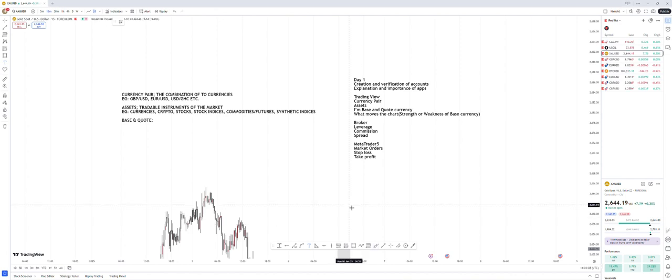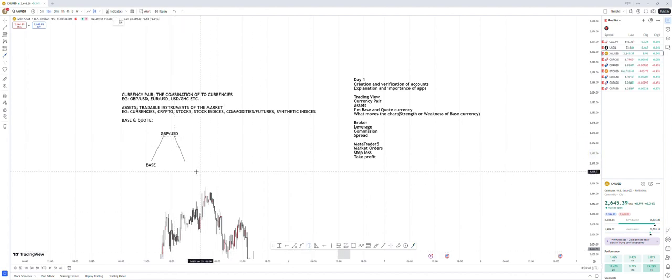Okay, let's continue. When we talk about the base and quote currency, let's take GBP USD for instance. I'm going to simplify all this for you. The pair that comes first is what we call the base currency. And the pair that comes second is what we call the quote currency. Do you understand?